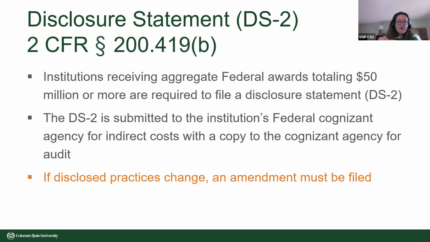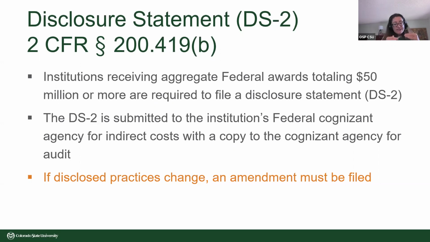Okay, where do we file this? We file it with our federal cognizant agency for our indirect costs. So again, at CSU, that would be the Department of Health and Human Services. The part I highlight at the bottom is really important. If our practices change, we need to make an amendment, because again, we don't want our practices to be out of line with what's on file.